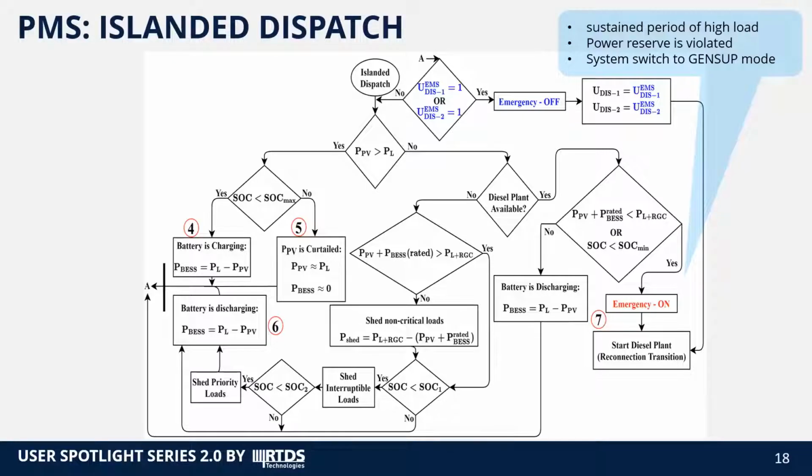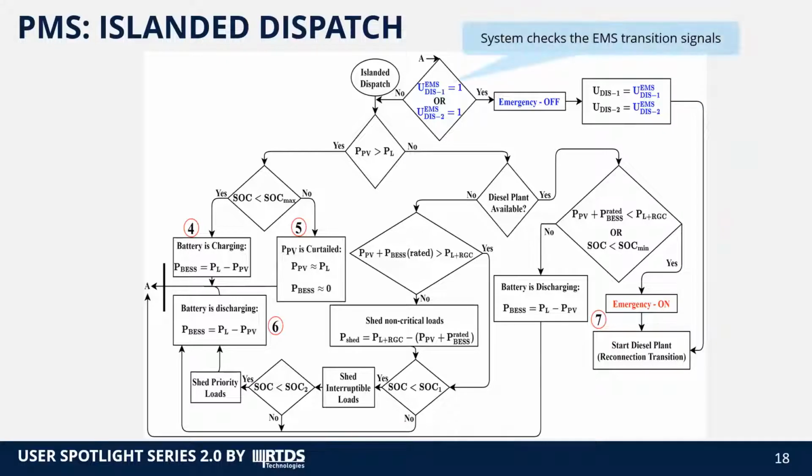Where if we had a sustained period of high load that causes the SOC to fall below SOC minimum, or the power reserve is violated, then the system will turn on emergency mode and override the energy management level signals for the diesel unit and start the diesel plant. And each time this loop is executed, we will start by checking the energy management level signals to know whether or not to start the diesel plant.